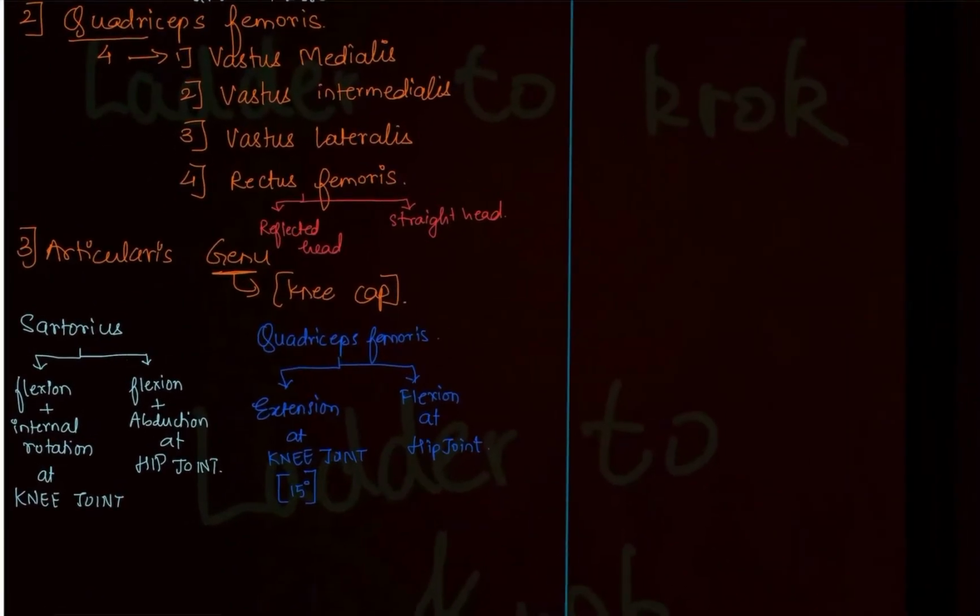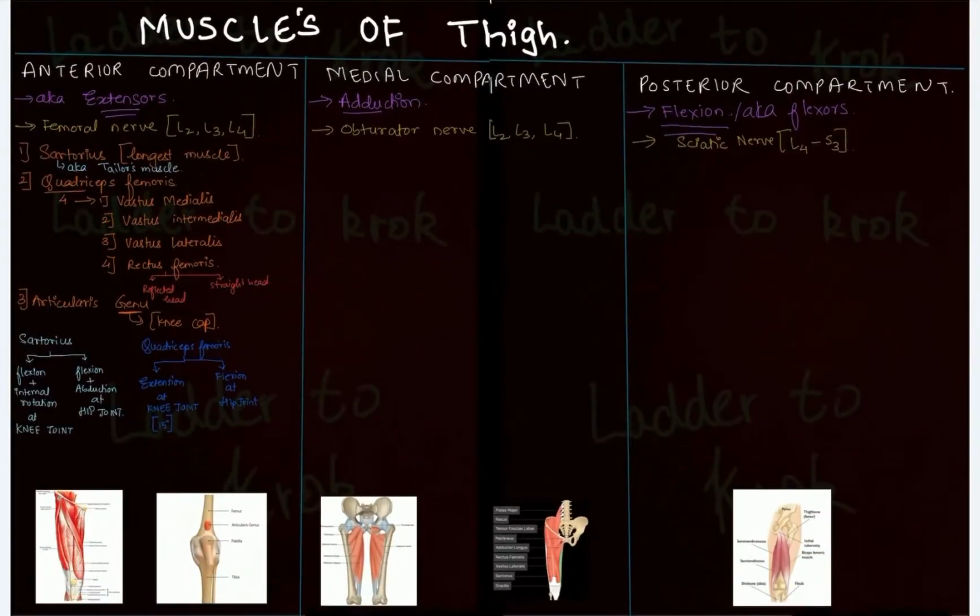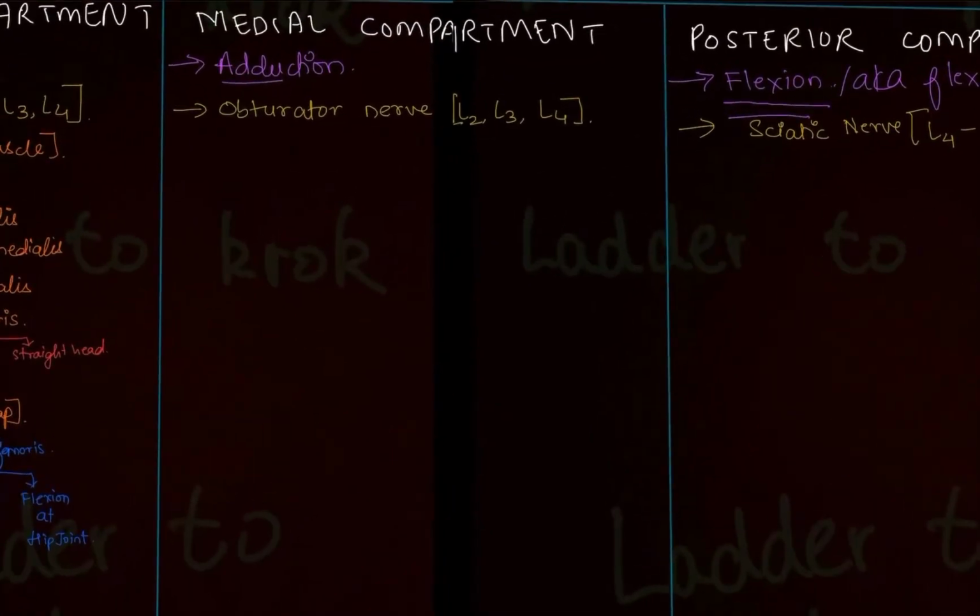Sartorius has different functions at the knee joint and hip joint. At knee joint, it will carry out flexion and internal rotation. At hip joint, it will carry out flexion and abduction. Whereas quadriceps femoris at the knee joint will carry out 15-degree extension, and at hip joint will carry out the flexion. So that's it about the anterior compartment. Now let's look at the medial compartment.